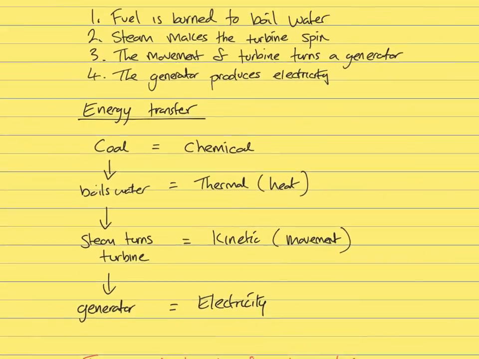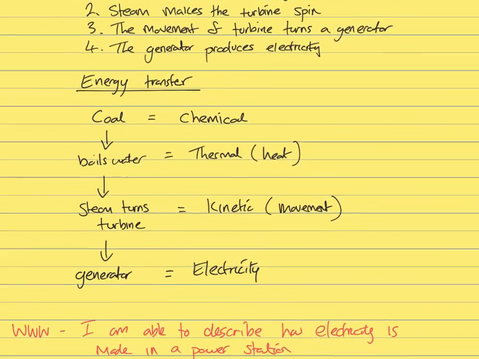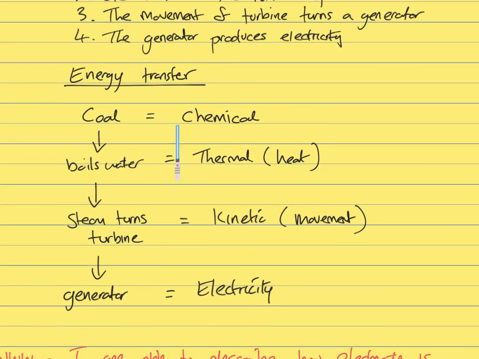And then we've got the energy transfers within the power station. Coal is chemical energy, chemical stored potential. Then as it boils the water, you've got thermal, that thermal heat. That's going to turn into the steam kinetic, which drives the turbine kinetic movement, which generates electricity. And that's your 4-step energy transfer as well. Get that in your books, very important.